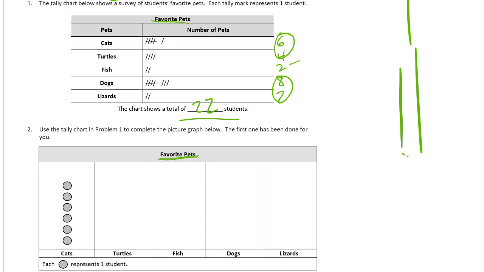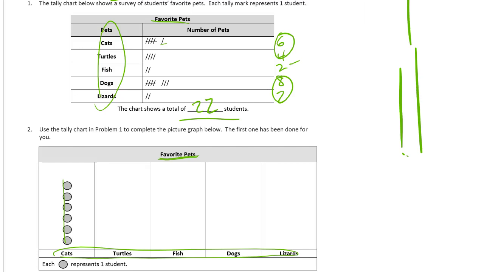And then we have pets, the names of the different kinds of pets here. And then the tally marks here are replaced by circles going up. And now this is important when you do these: it's like a line plot where you're making these circles. You have to start at the bottom and you try and make all your circles the same size and keep them evenly spaced so that it's almost like you're making an array.